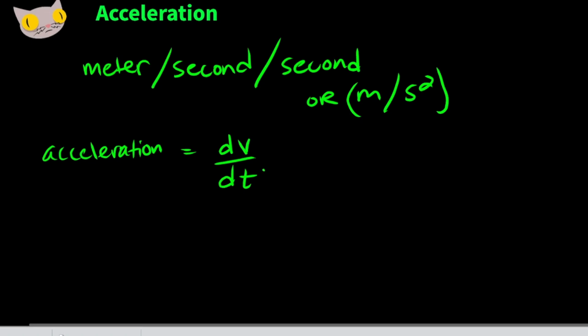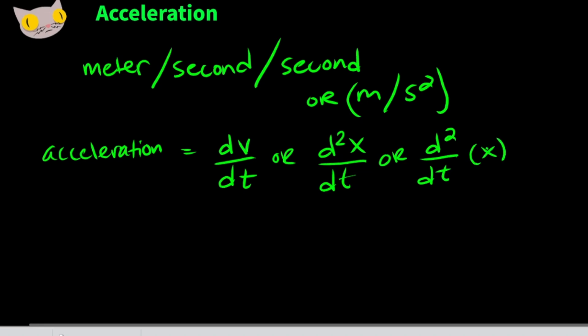An increase in velocity is called acceleration, while a decrease in velocity is called deceleration. And you can write this equation out as the second derivative of position with respect to time, or maybe even d squared over dt squared of x. So the formula is the change in velocity over the change of time, or it can be thought of as the second derivative of position.